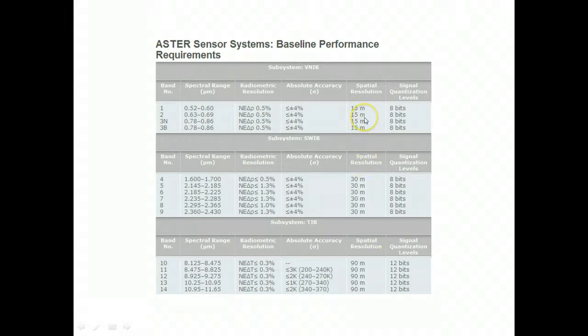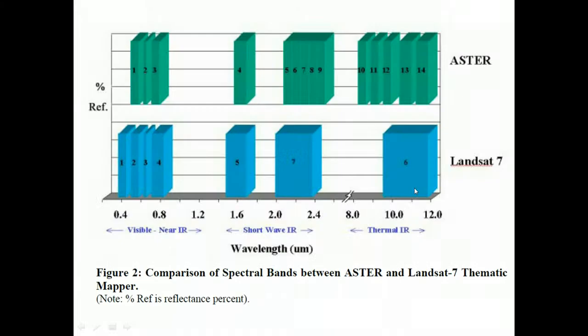It varies through these channels, really dependent by and large on the amount of energy that's available. There also is a quantization or radiometric resolution variability, where in the thermal channels we do get 12 bits of data, whereas up through the visible and mid-infrared we're recording 8 bits of digital data.